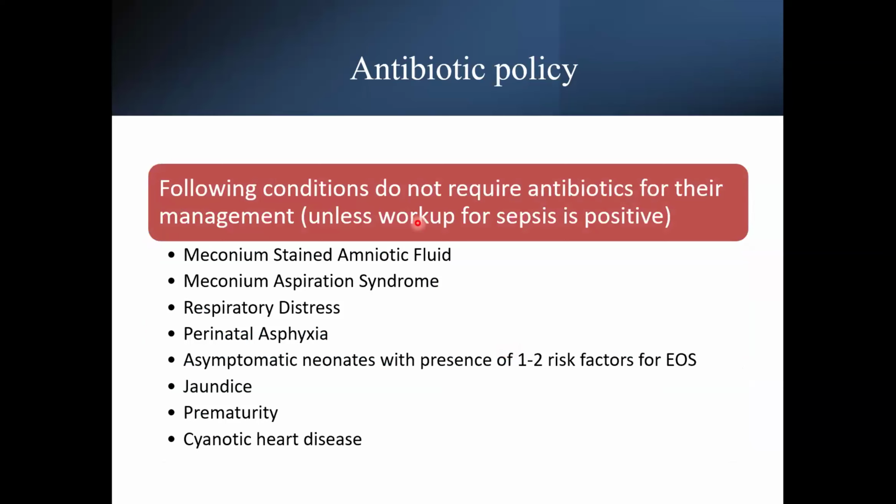So another important thing is once we know whom to start antibiotics, we also need to know whom we should not start antibiotics, or in whom antibiotics may be unnecessary or we may end up doing unnecessary investigations for sepsis, right? So just because somebody has meconium stained amniotic fluid doesn't mean we have to work up for sepsis or consider antibiotics. Meconium aspiration syndrome, respiratory distress, perinatal asphyxia, asymptomatic neonates with only one risk factor for EOS, and jaundice just because baby is preterm, cyanotic heart disease, in all these conditions, routine workup for sepsis is not needed, right?